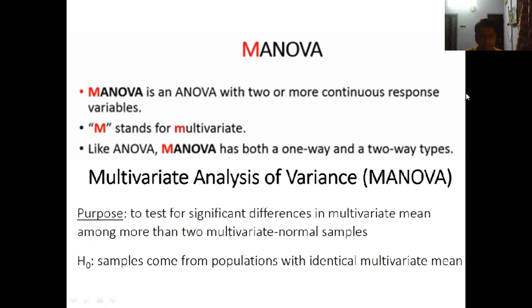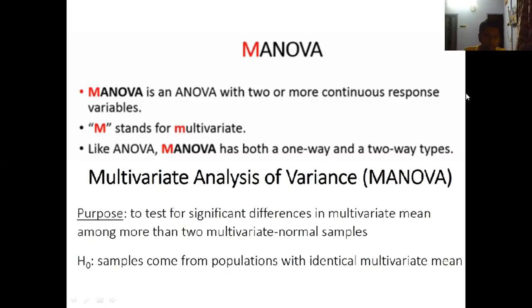But here in case of MANOVA, you will have more than one dependent variable. So if there are two dependent variables, then we will say that it is two-way MANOVA. If there are three dependent variables, then we will say it is three-way MANOVA. And if there is one dependent variable, then it is not MANOVA, it will actually be ANOVA.